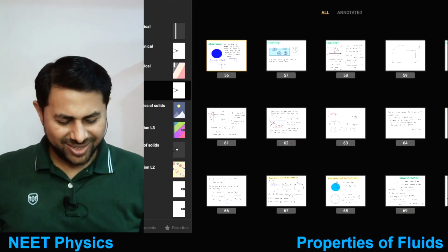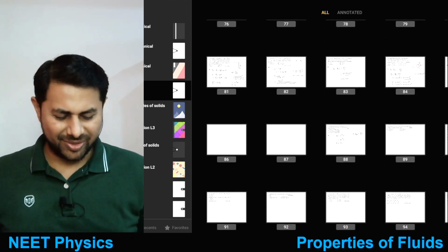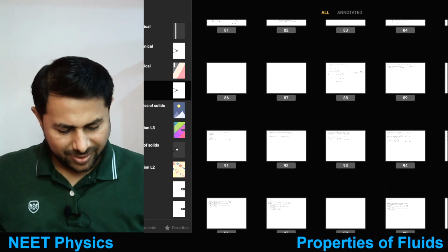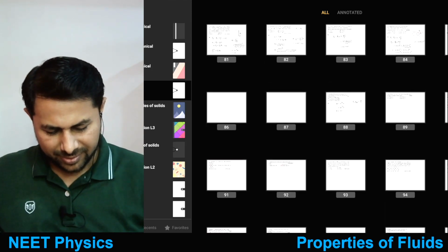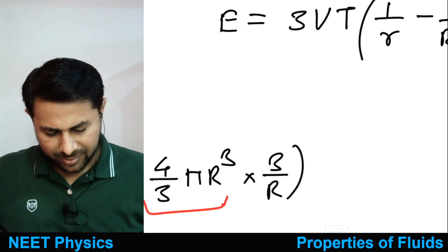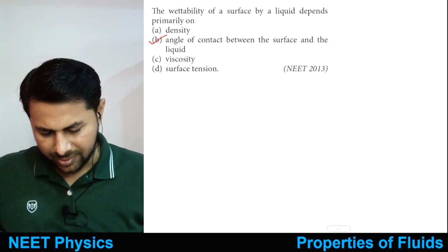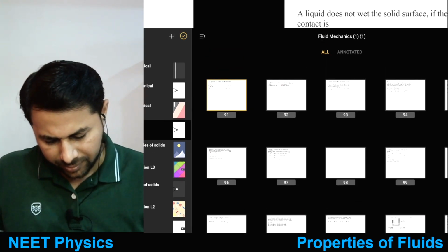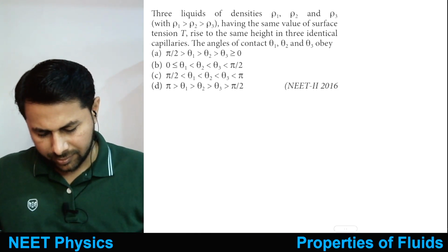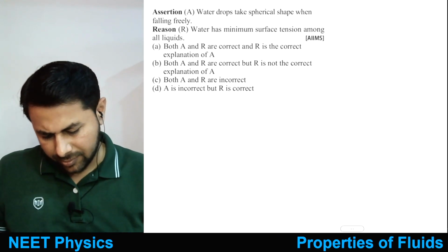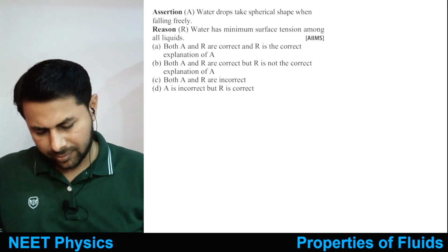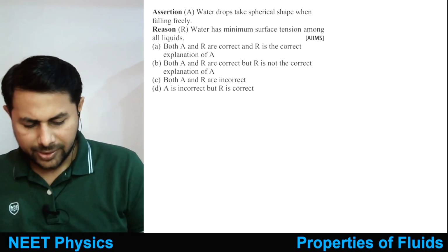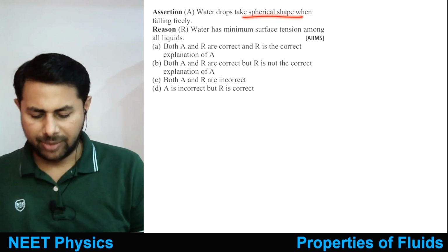Can human beings walk on water? Of course not, because our weight is much more. It cannot be balanced by surface tension. All right, so then, see this one also. Water drops take spherical shape when falling freely.